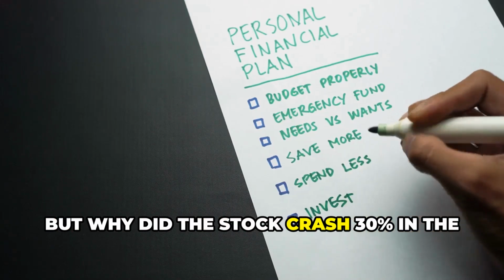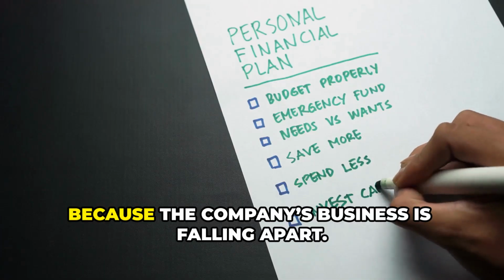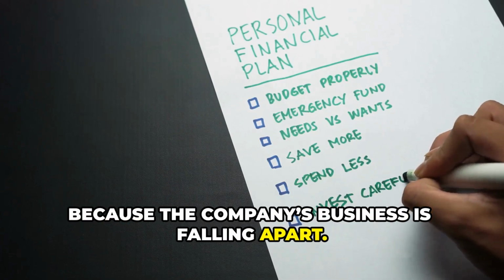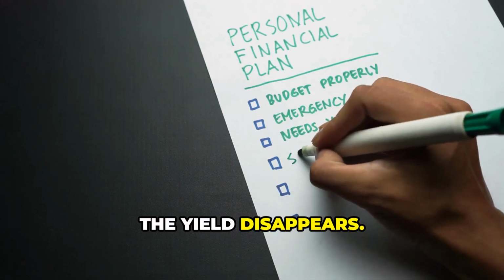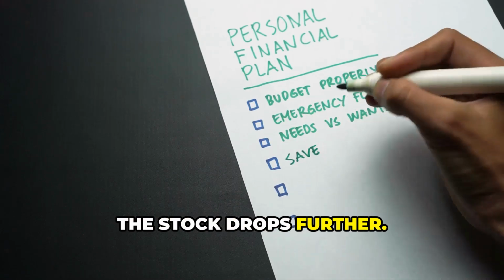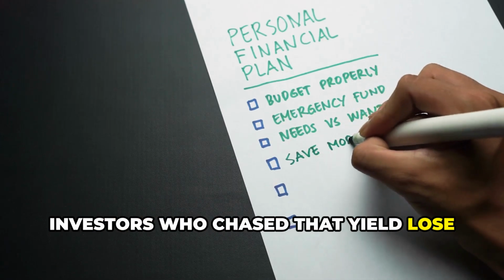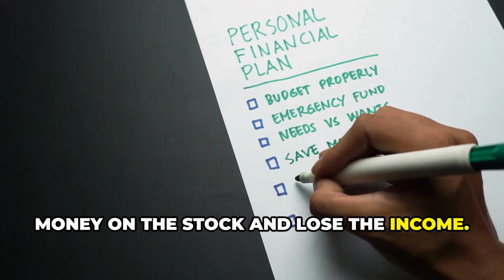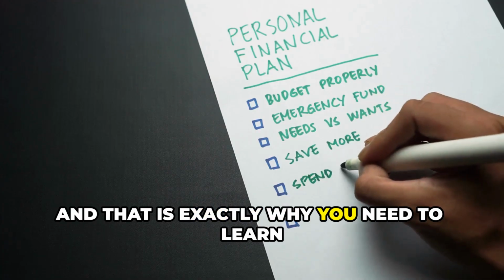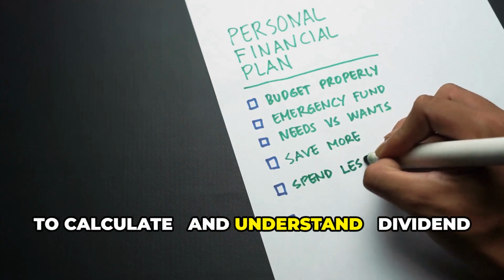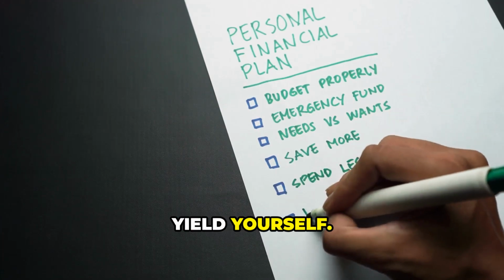But why did the stock crash 30% in the first place? Because the company's business is falling apart. Weeks later, they announce a dividend cut. The yield disappears. The stock drops further. Investors who chase that yield lose money on the stock and lose the income. That is the yield trap. And that is exactly why you need to learn to calculate and understand dividend yield yourself.